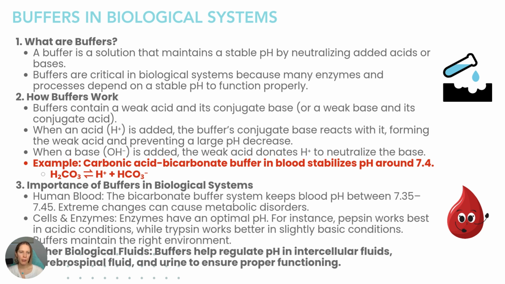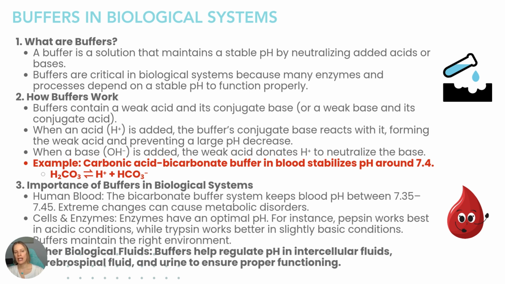So, how do buffers work? They contain a weak acid, so not a strong acid, and its conjugate base that goes along with it, or a weak base and its acid that goes along with it. When an acid, H plus, is added, the buffer's conjugate base reacts with it, forming the weak acid and preventing a large pH decrease, because lower means more acidic. But when a base is added, the weak acid is going to donate the H plus to neutralize the base.